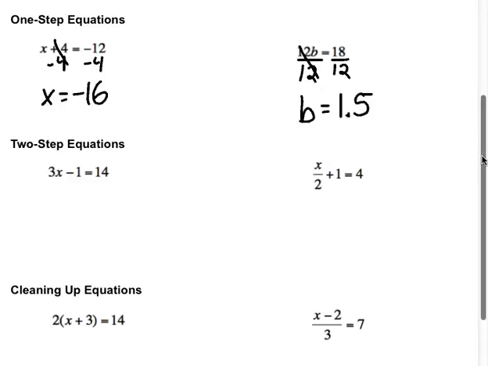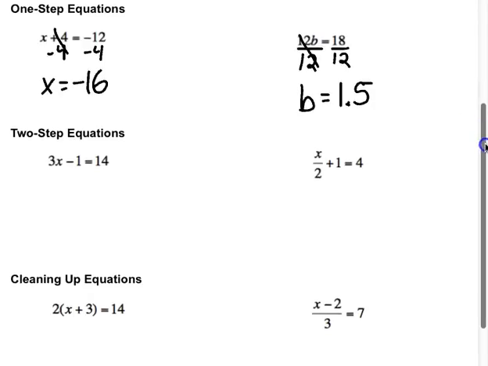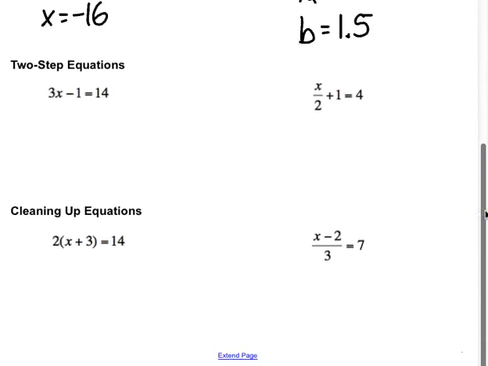Now, two-step equations. In two-step equations, you have multiple things that you have to do. And so you really have to think carefully about the order of operations, okay? Order of operations, if you think about undoing it, means you're doing them in the reverse order. So for two-step equations, you're actually going to add or subtract first, and then multiply or divide, okay?